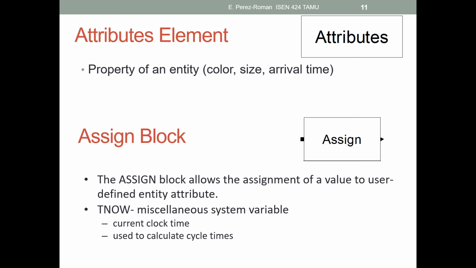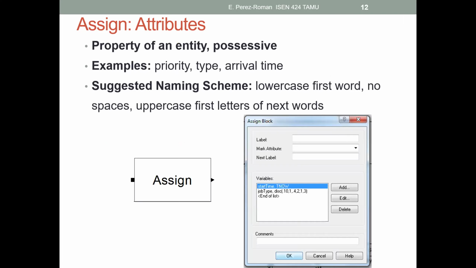So let's say you want to assign the arrival time for your entity. You're going to define in the attributes element that name, arrival time. But when you get to the assign block, it's going to ask you, okay, you want to assign something, what do you want to assign? You're going to look for the arrival time, and then it's going to ask you for the value. The value will be this variable right here, tnow. So that's the value that you want to assign, whatever time it is at the time the entity crosses this block. That makes sense? Okay.